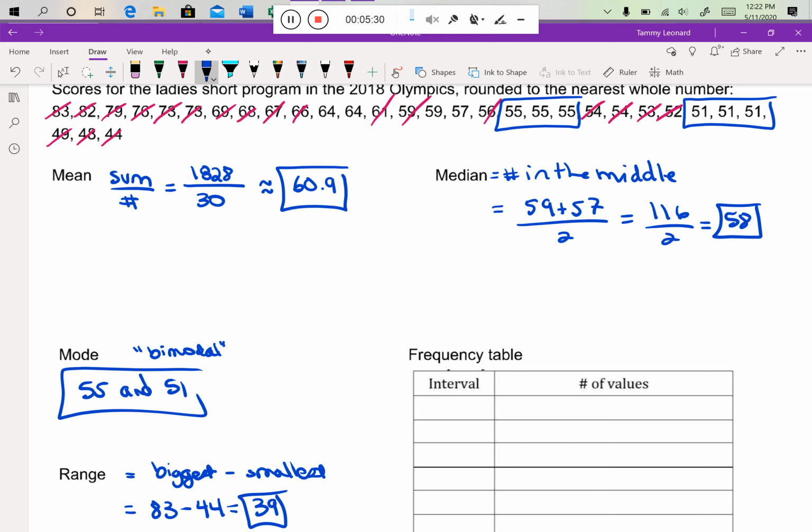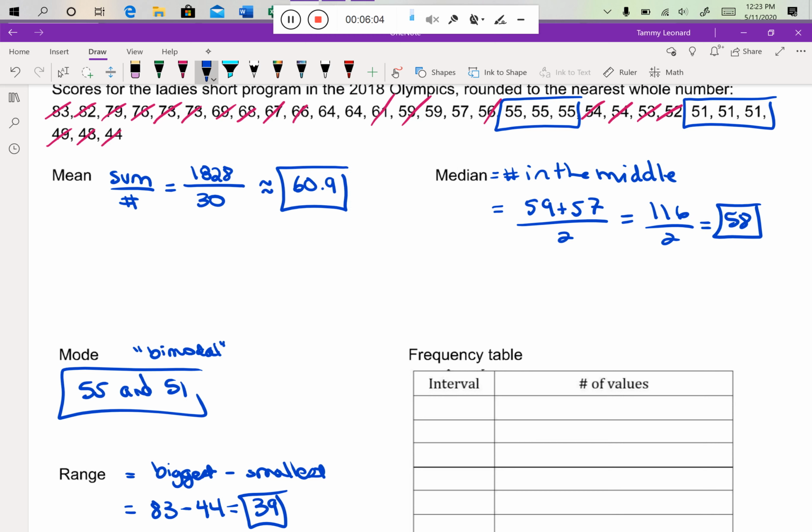Typically, we want to have around 5 intervals, maybe 4, maybe 6 or 7, but usually around 5. So let's look at the values. Our range was 39, so that's a spread of almost 40 values. If I want to have each of those be equal in size, and I want to have around 5 values per data set, well, 40 divided by 5 is 8. So the width of my intervals needs to be around 8. That gives me kind of a guess for how to start.